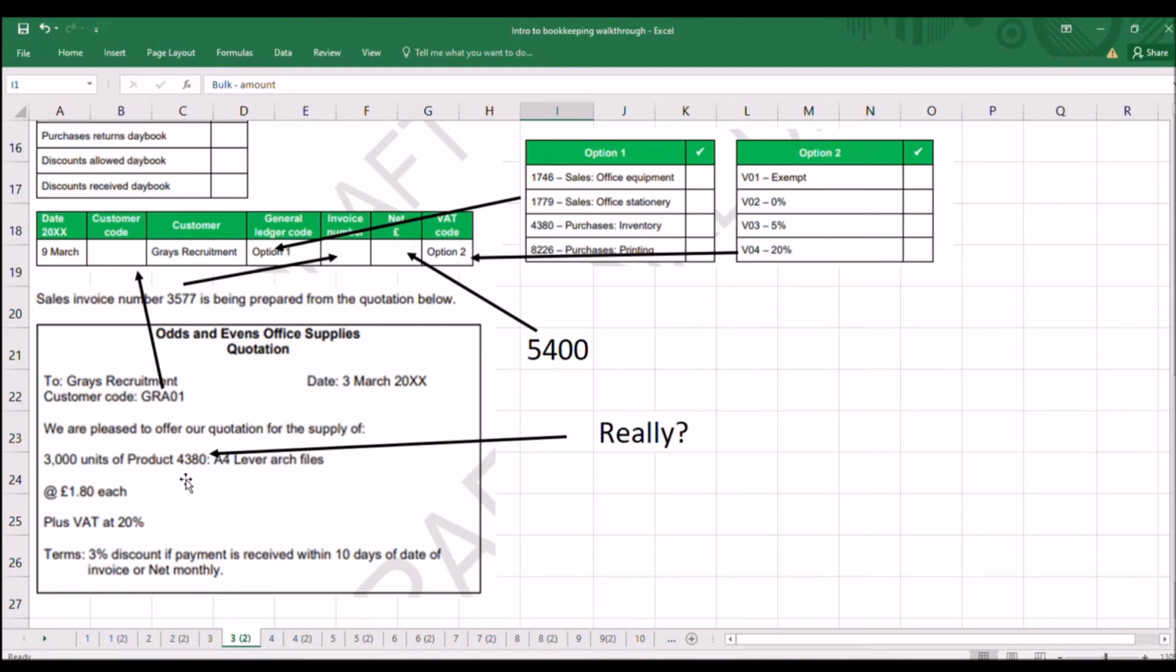But what an amazing coincidence that the product 4380 is the same as the purchase of inventory. So that's really a bit of a jokey question on that one.